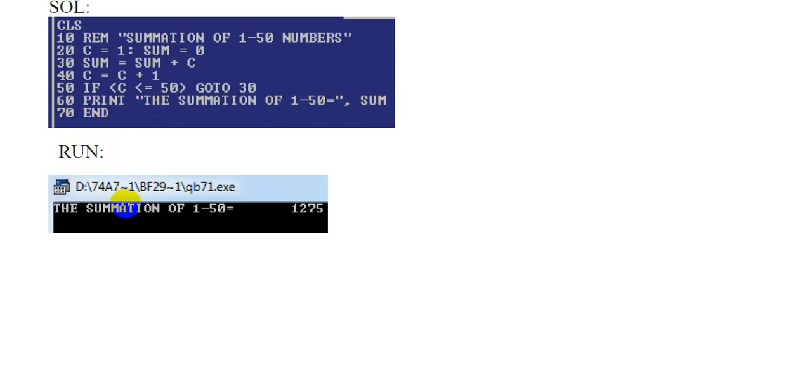Run. The running will be in the following form. The file has an extension of EXE, as you can see right here. The summation of 1 to 50 is going to be 1275.